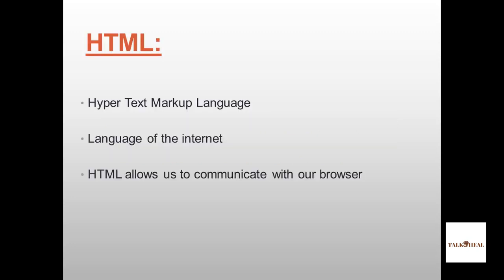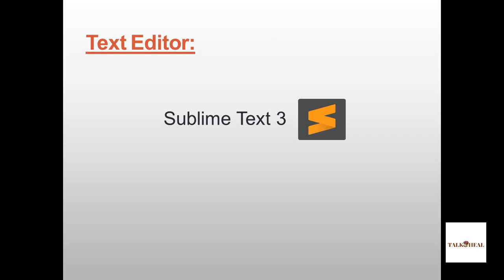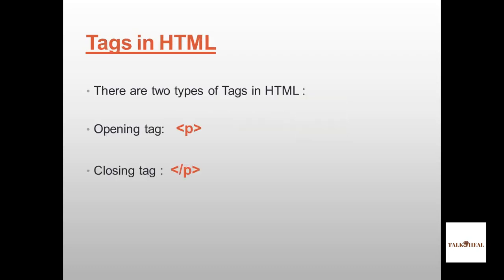So HTML stands for Hypertext Markup Language. It is the language of the internet and it allows us to communicate with our browser. Browsers basically are our search engines such as Google Chrome, Mozilla Firefox, and also Internet Explorer. Some of the famous text editors are Sublime Text, Atom, Visual Studio, and also Notepad++. Throughout our series we will be using Sublime Text 3. Later in the video we will also see how you can download Sublime Text and set it up on your own computer.